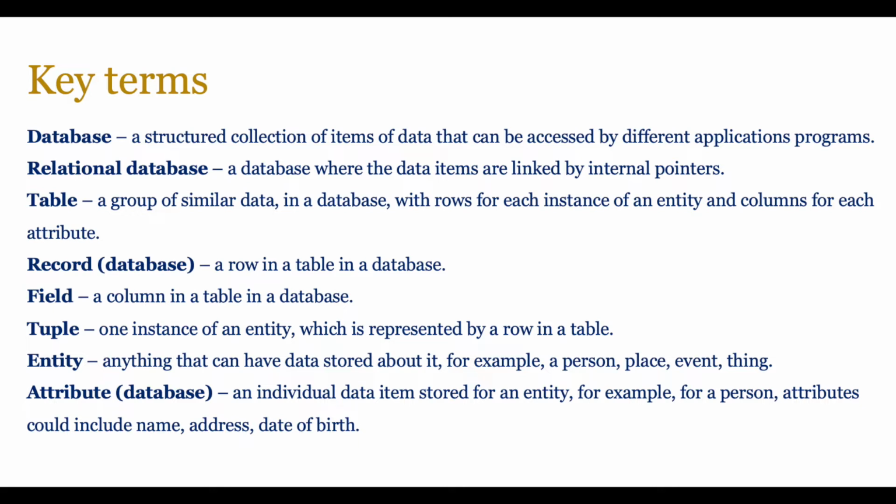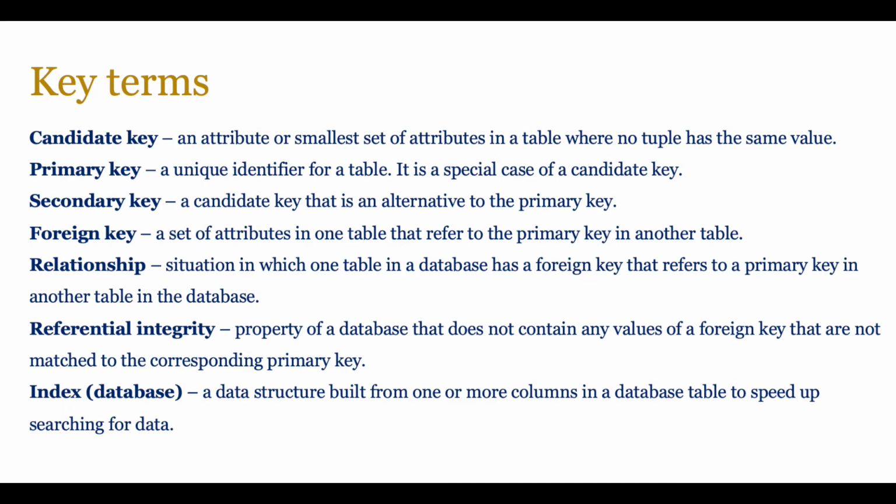Entity, anything that you can store data about. An attribute is just an individual data item. Nothing new here because most of you must have covered this at some point at IGCSE or previous to that. We're then going to look at specific terms like candidate key, primary key, secondary key, foreign key, relationships, referential integrity, which is a key term, and indexes. Just like indexes in arrays, databases can also have indexes to help speed up searching for the data. So take a moment to just pause the video and be familiar with these key terms.